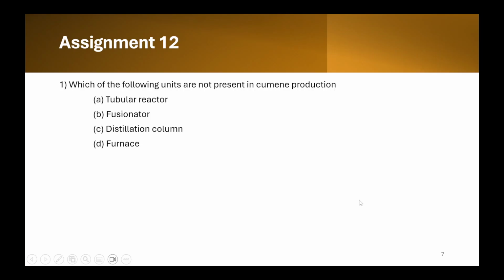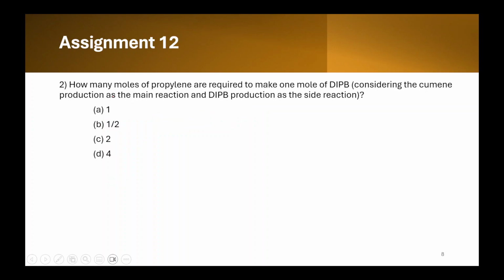So we have a tubular reactor in our cumene production. We have a distillation column. We saw it's a benzene column or the cumene column. We do have a furnace as well. What we don't have is a fusionator, which is in phenol production. So the correct answer here is the unit that is not present in cumene production is the option fusionator.